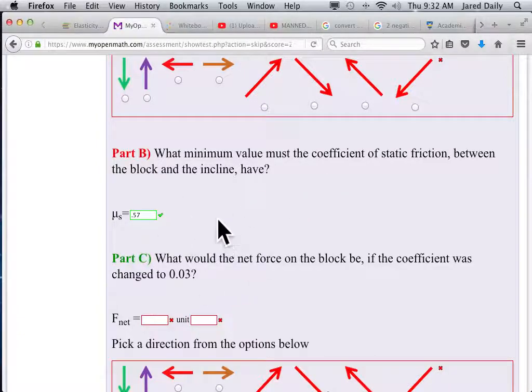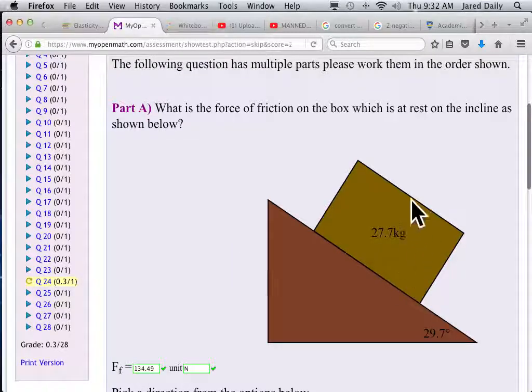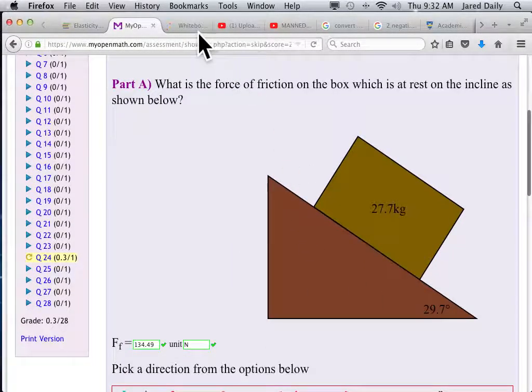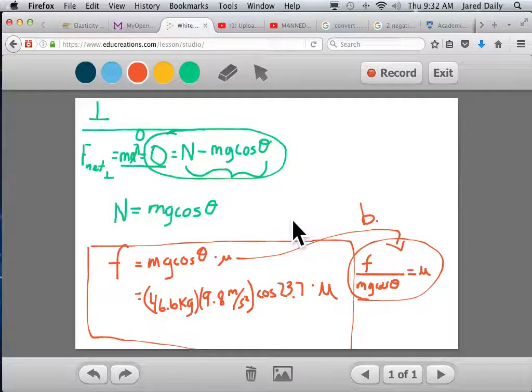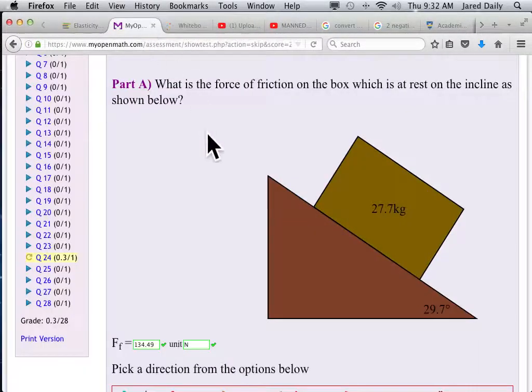And then they want to know what the net force is. Well, the net force is all the forces on this block. According to our diagram and our calculations, these two forces cancel out to be zero, so the only net forces would be these two, but these two also cancel out to be zero. So what's your answer?